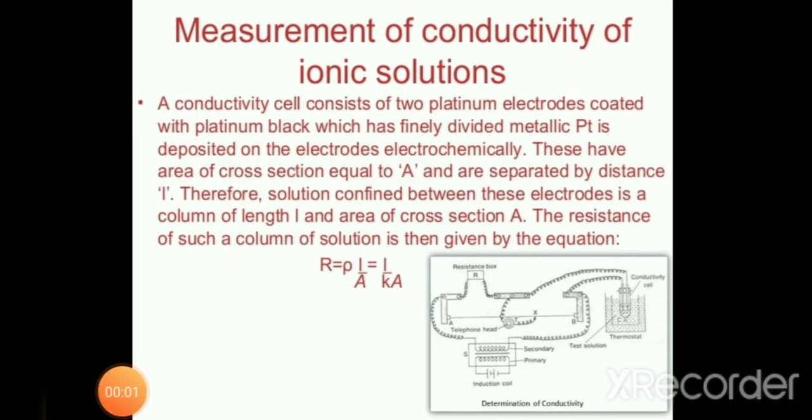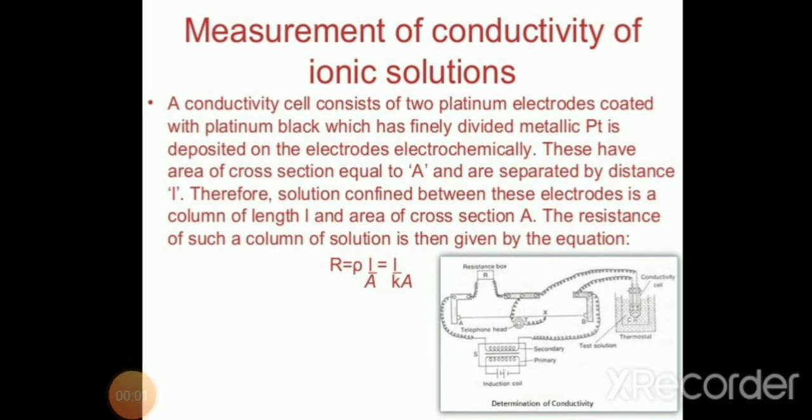So passing direct current changes the composition of the solution. This difficulty is solved by using alternating current source. AC is used instead of DC. Now the second problem is that the solution cannot be connected to the bridge like a metallic wire. And this problem is solved by using a specially designed vessel called conductivity cell. So let us now see how to measure the conductivity of ionic solutions.